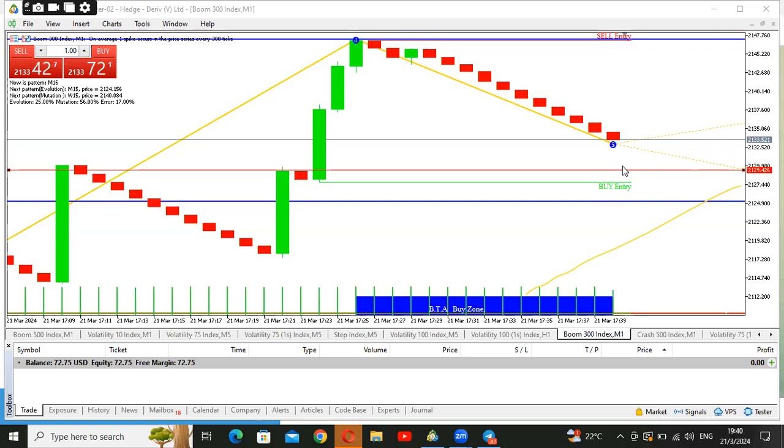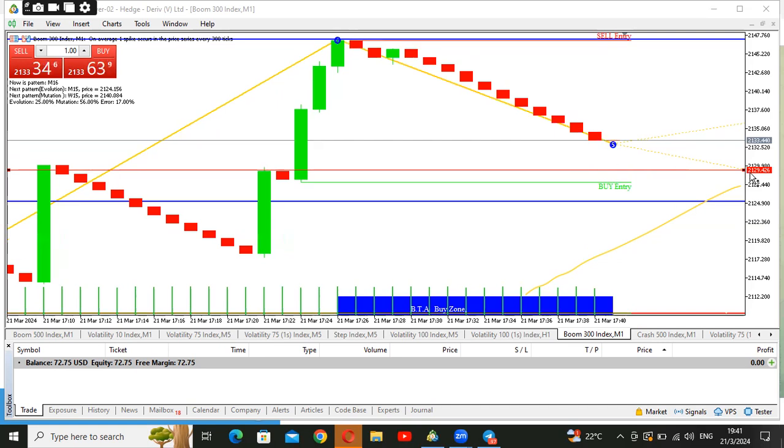If you have got an account, you can place a buy limit here. I think it's at 2129.426.